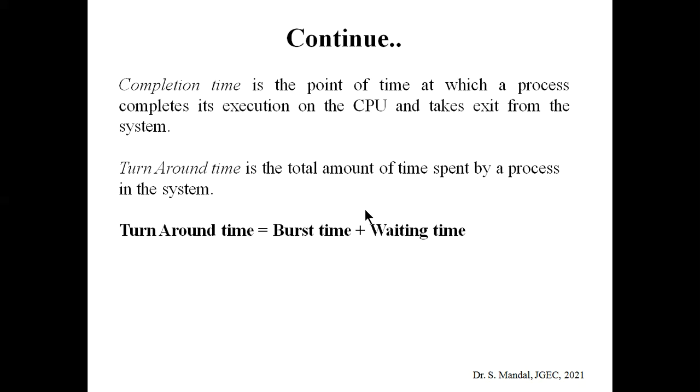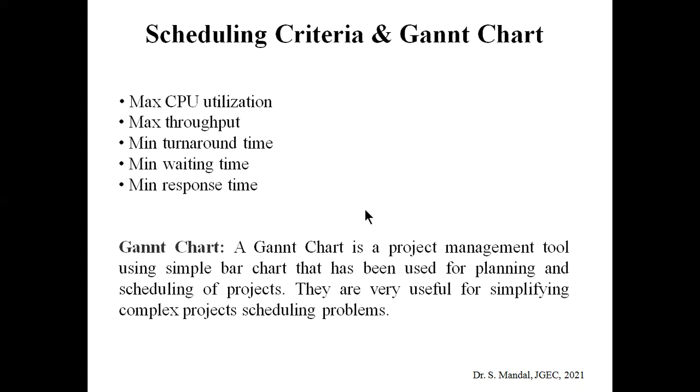But before the execution, a process is in waiting state. So obviously, turnaround time equals burst time plus waiting time. So it should be remembered: turnaround time is always greater than or equal to burst time. Okay. So these are the five different definitions of time that are associated with the process or CPU scheduling.